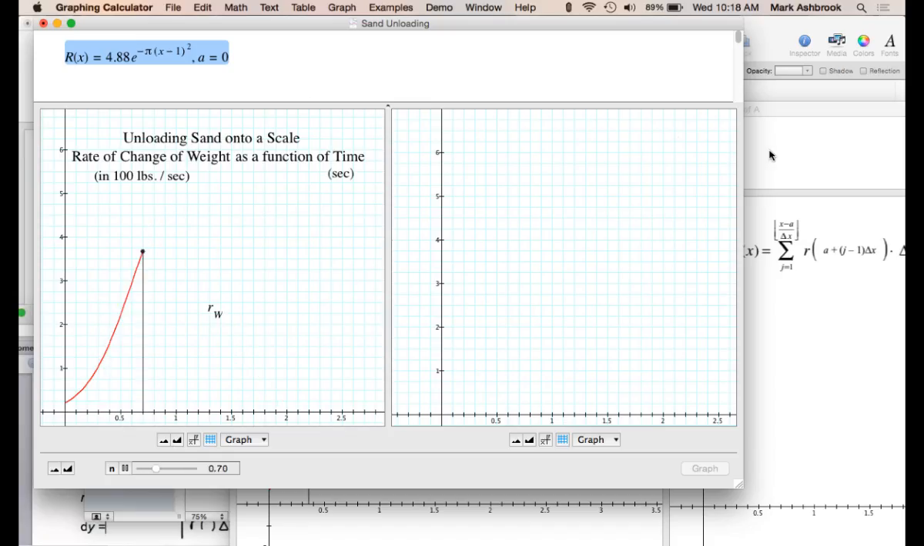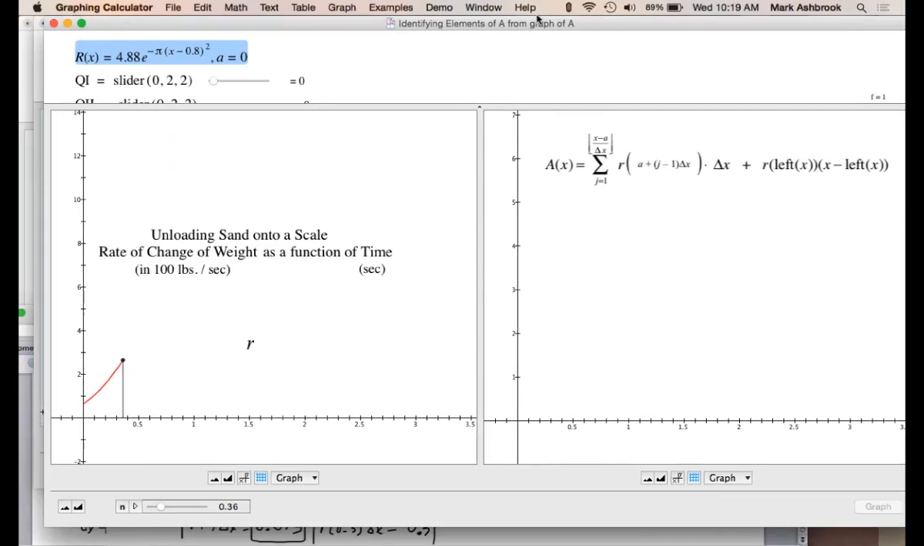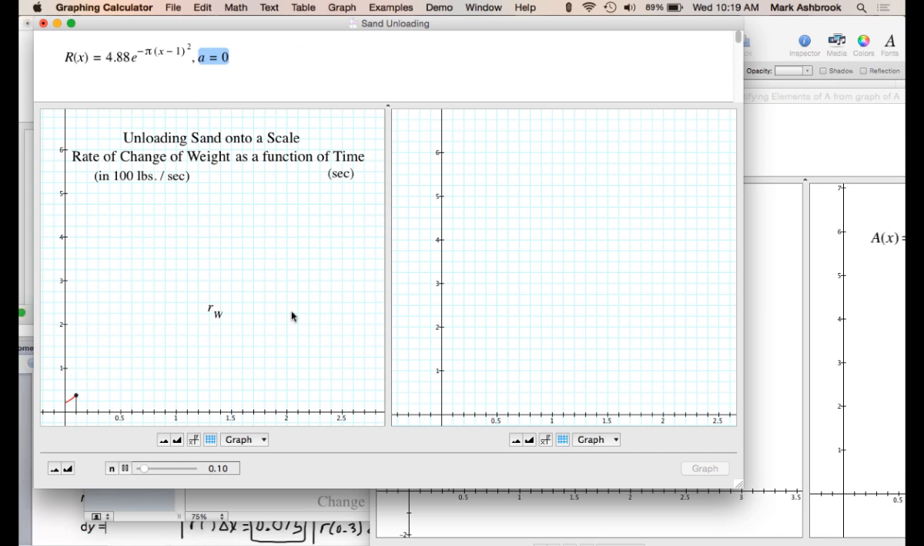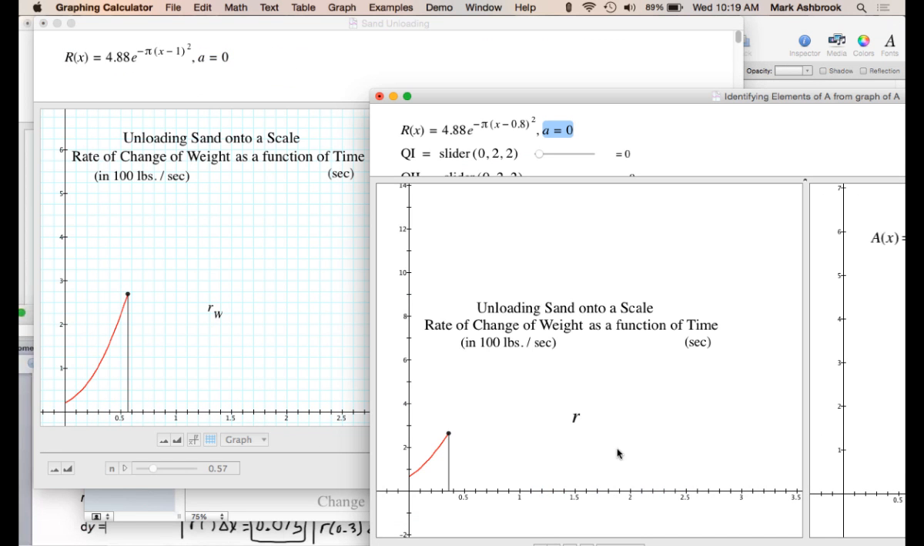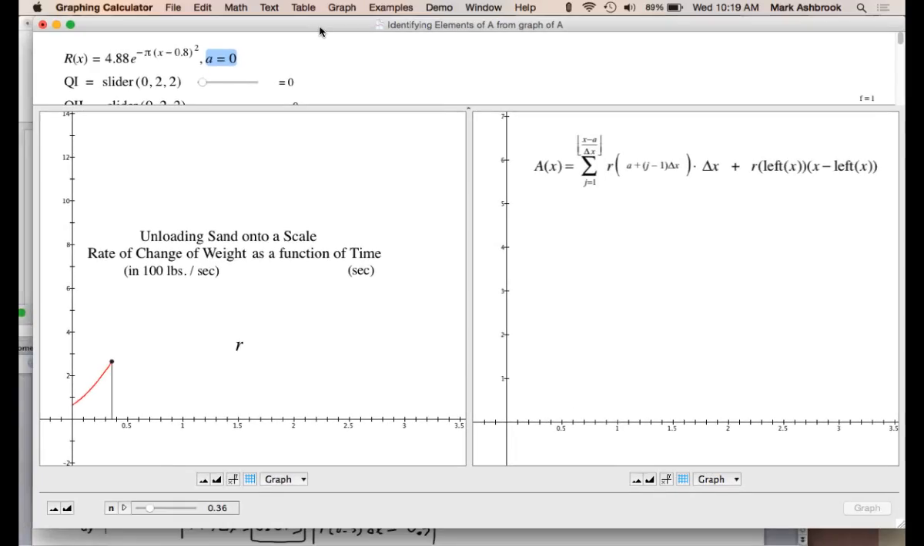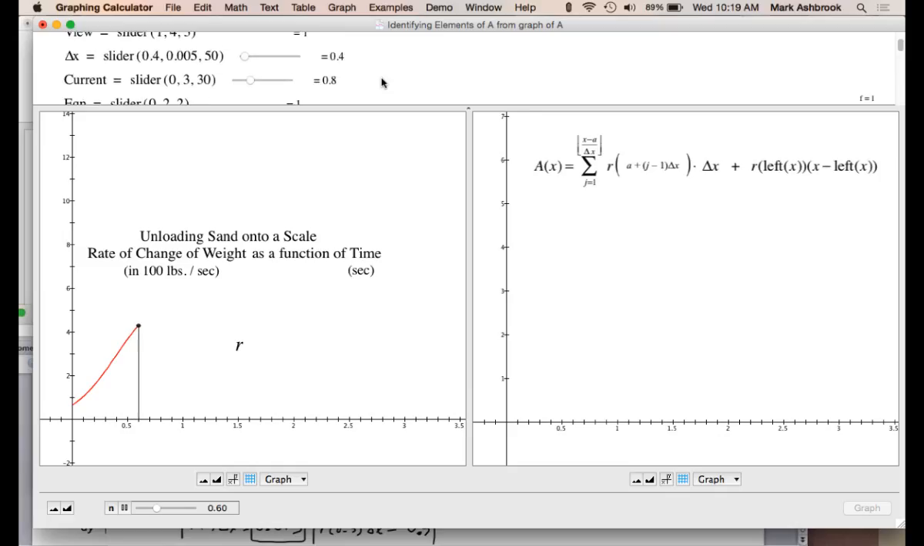So let's take a look at, same thing here. So in order to build this, we got the exact rate function. Now I'm showing it in a different scale. To build this approximate accumulation function, where did we go from there? What was next? Approximate rate, which is our.